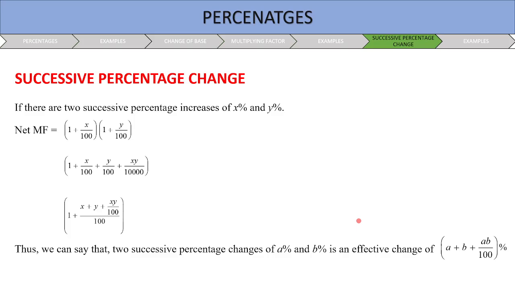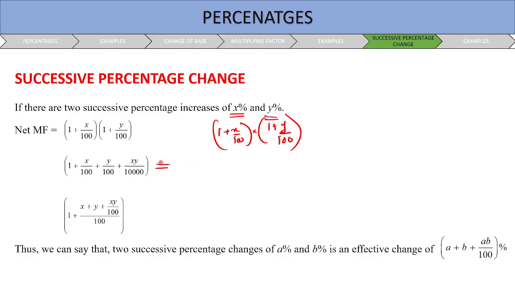Now another important concept, which is successive percentage change. So just look at the screen: when we talk about two successive percentage changes, it means there is a percentage increase of X percentage and a percentage increase of Y percentage. Then how can you express that? Whenever there is an increase of X percentage, you write it as 1 plus X by 100, correct? And for Y percentage, you will write it as 1 plus Y by 100. As these two are successively increasing, you will multiply these two values.